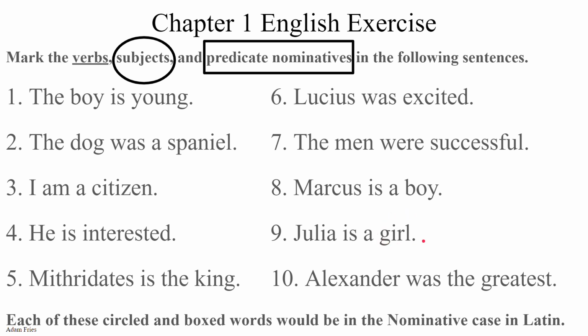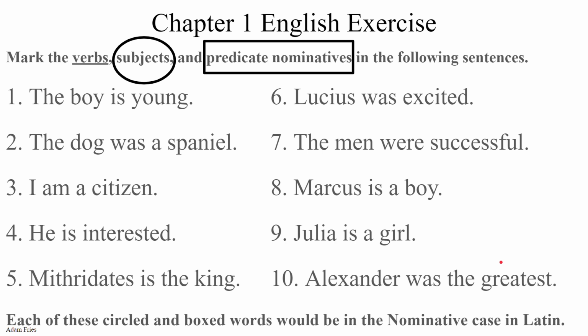And finally, Alexander was the greatest. The verb is was. It's a linking verb. Who was the greatest? That's the subject. Circle Alexander. Underline was. Put a box around greatest, which is an adjective describing the subject with a linking verb. We call that the predicate nominative.